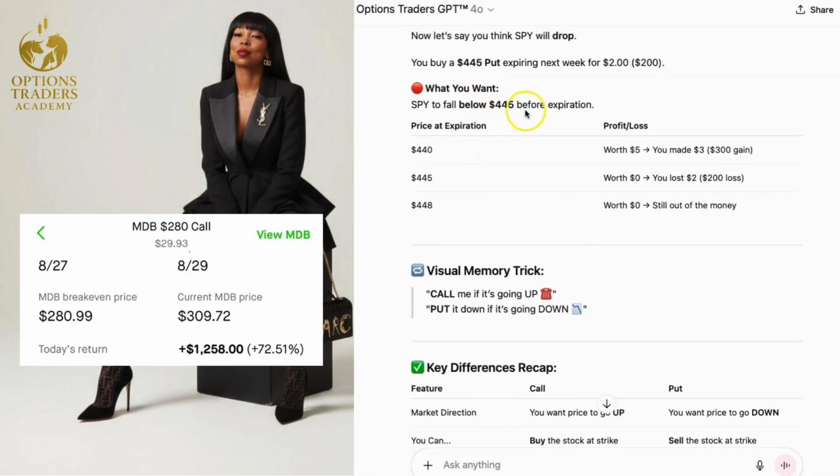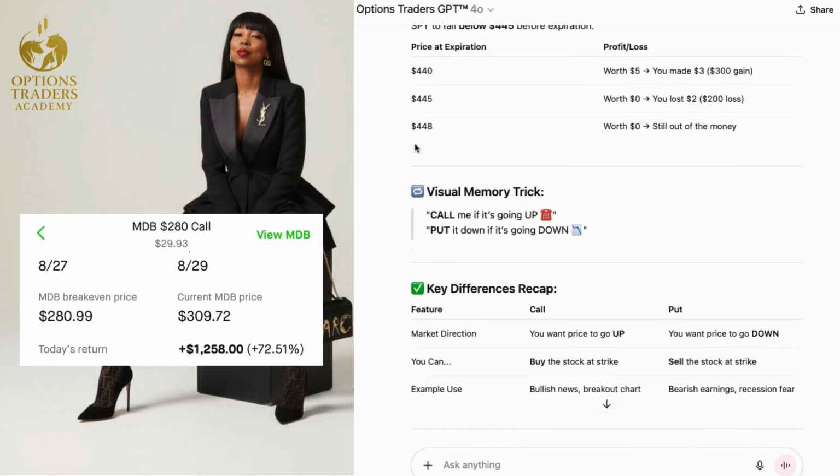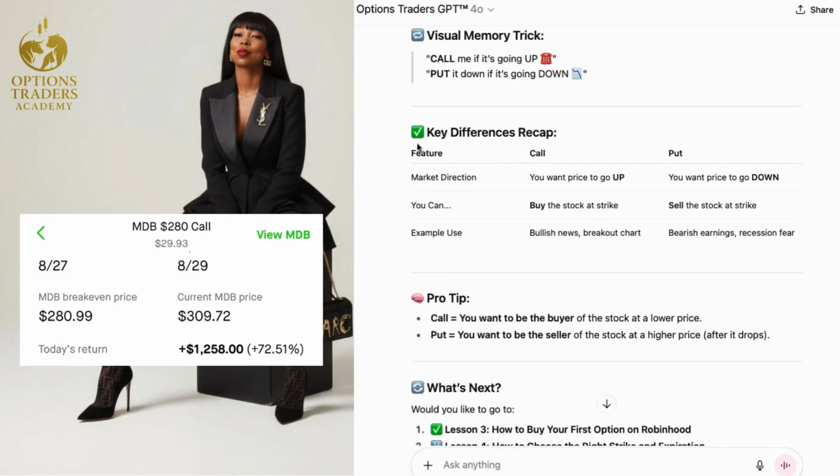A put is the same thing. I'm not going to go through the example. You can see it for yourself. You can screenshot it or whatever. Let's move forward.